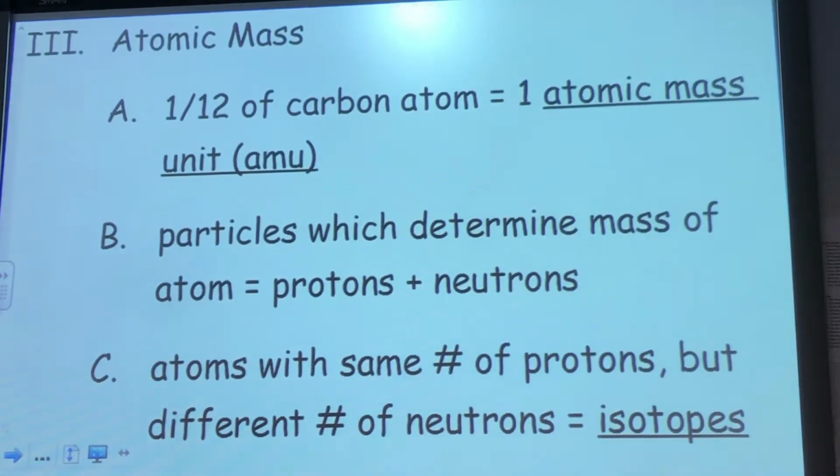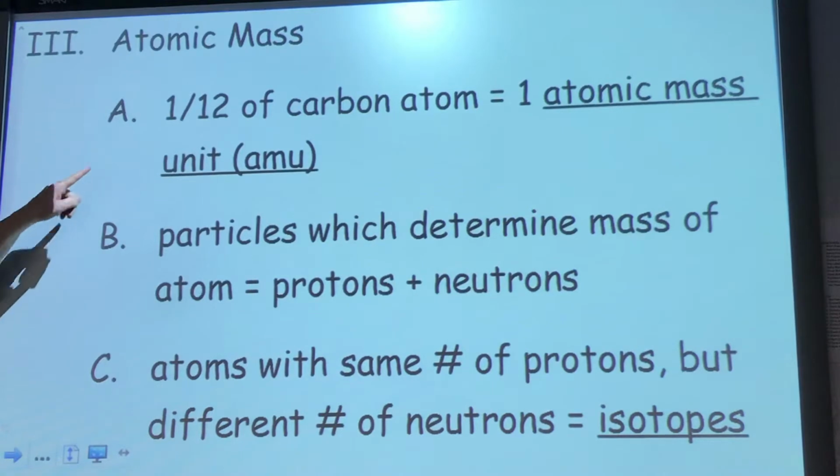Okay, we're going to take a closer look at what this atomic mass is. Remember that is the bottom number on the block of the element on the periodic table. It is the number that is a decimal. Usually many of them go out to many decimal places. And we're going to talk a little bit about how we get that atomic mass.